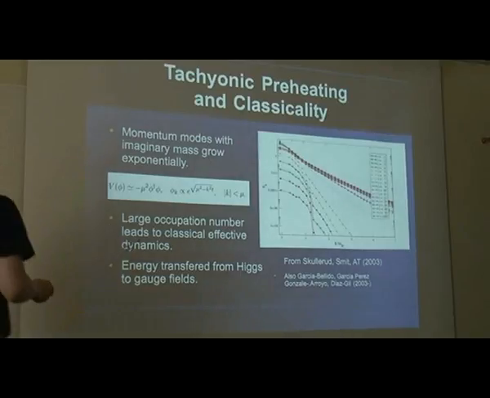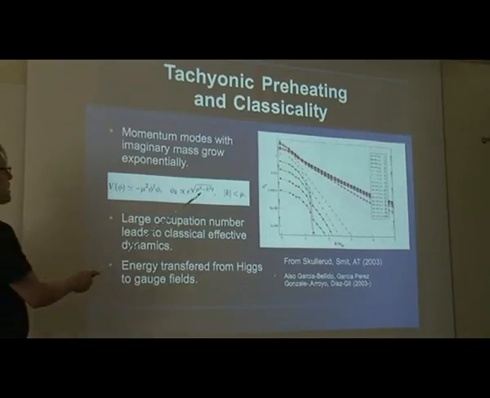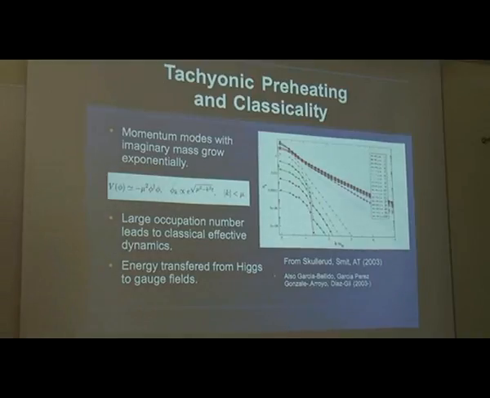So at the beginning of the roll-off, the potential is just minus mu squared phi squared, because the nonlinear quartic coupling hasn't kicked in yet. Now, if you solve the Klein-Gordon equation for this, you discover that you have modes that grow. So this is an imaginary mass. Whenever k is less than mu, this mode is growing exponentially, and the occupation number is that squared. So in the beginning, you have exponentially growing modes for the Higgs field.